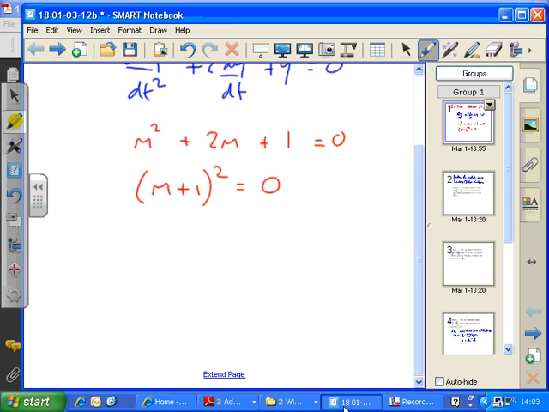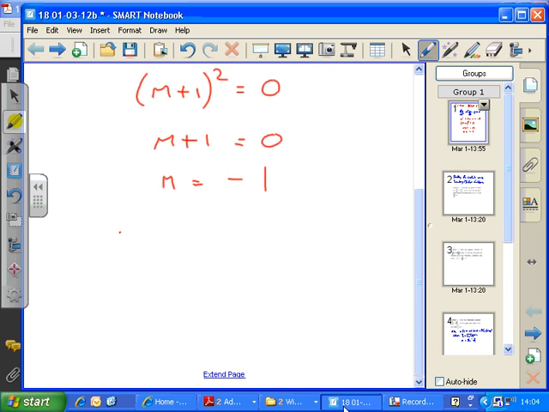So what do I do from now? Well, that's the quadratic formula. Yes, yes. So what I do now at this point to solve this is square root both sides. So m plus 1 equals 0. And so what does m equal? Minus 1. So we've got one root, the roots are real and the same.